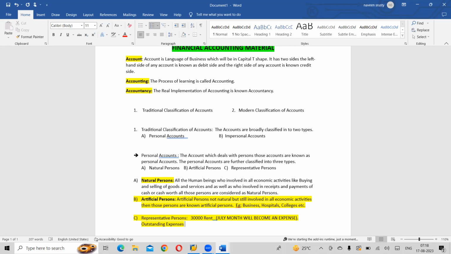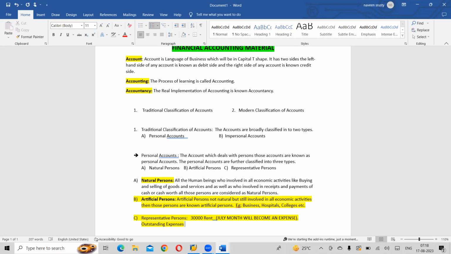Income to be received. And what do you mean by unaccrued income? We have not given services, but we have received income in advance. Then that is considered as unaccrued incomes. Unaccrued income is nothing but a liability. Accrued income is nothing but an asset.